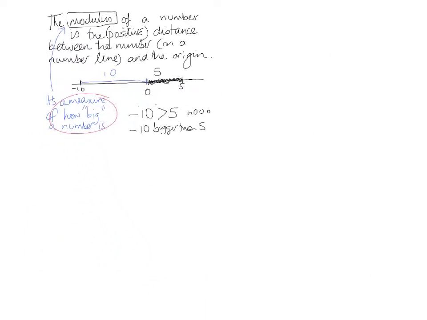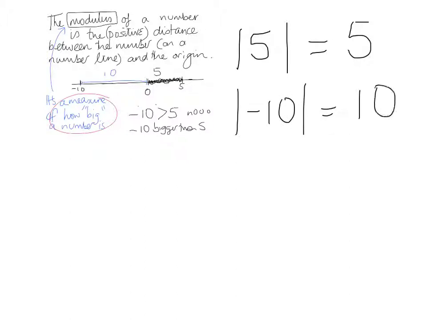So in the examples that I did, the modulus of 5, which is written like this, is just 5, because that's how far away 5 is on a number line from the origin, and the modulus of minus 10 is 10, because the distance of the number minus 10 on a number line from the origin is 10. It's a distance of 10.